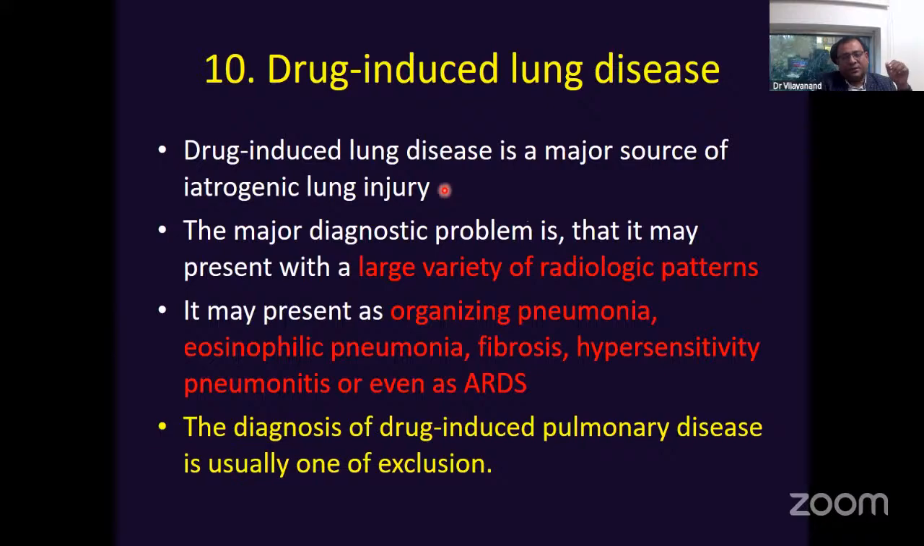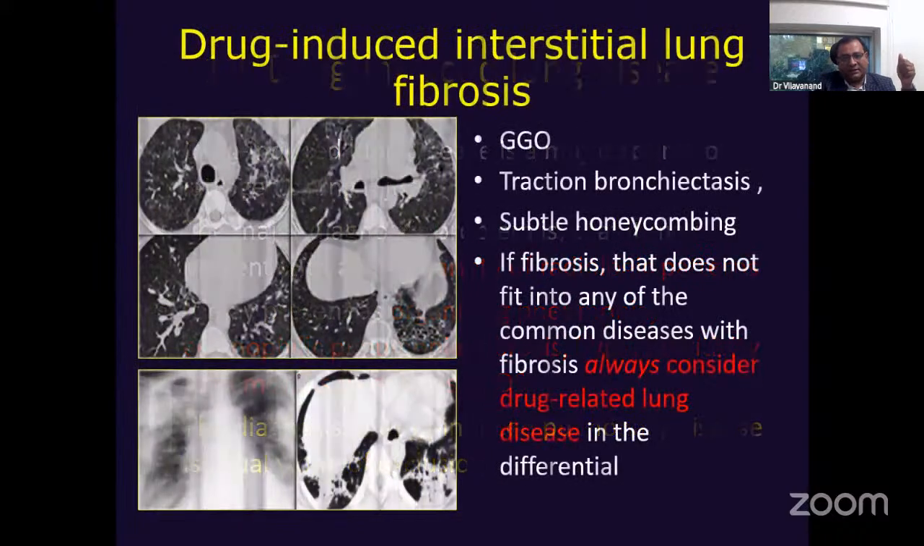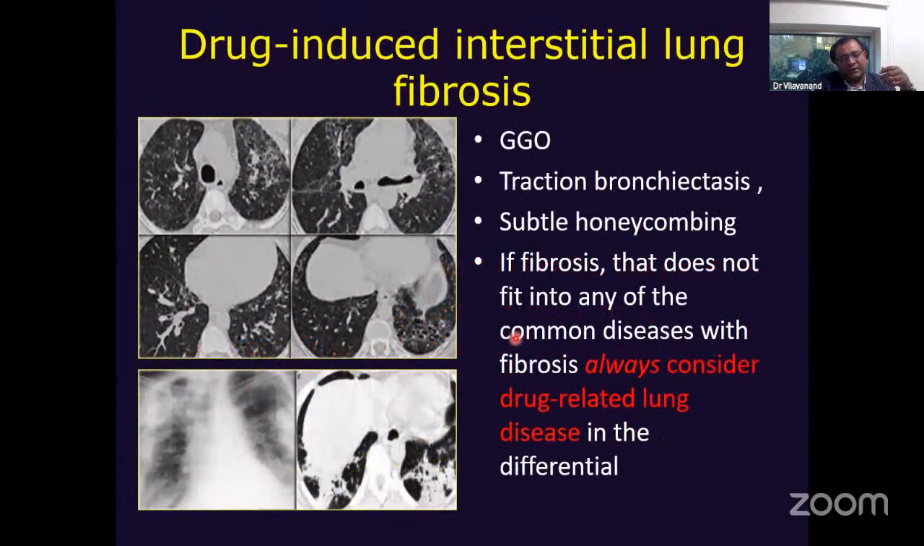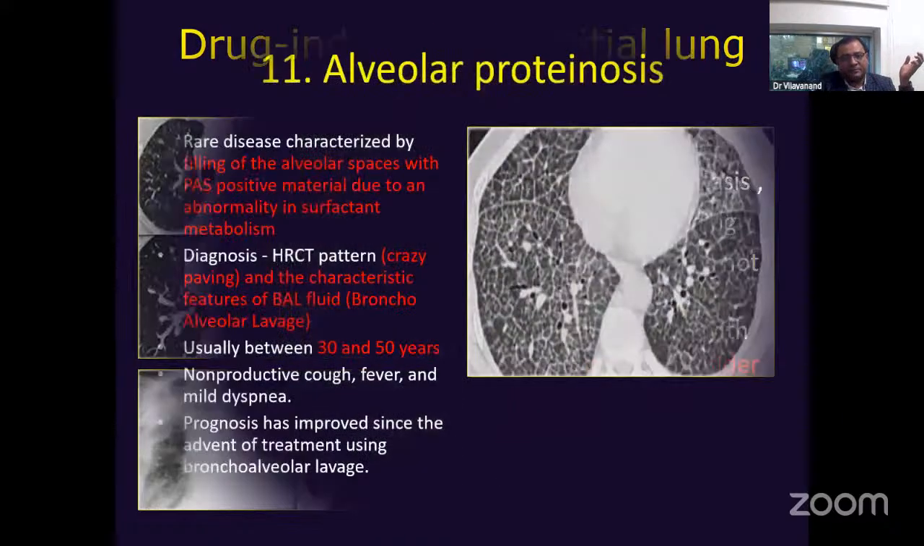Coming to drug-induced, basically it's a diagnosis of exclusion. If you have a history of drug intake which can cause interstitial lung disease, and clinically it is not fitting into any other diagnosis, then we can fit it into drug-induced interstitial lung disease. Again, a plethora of findings can be seen. Basically GGO, traction bronchiectasis, honeycombing, fibrosis, anything and everything can be seen.